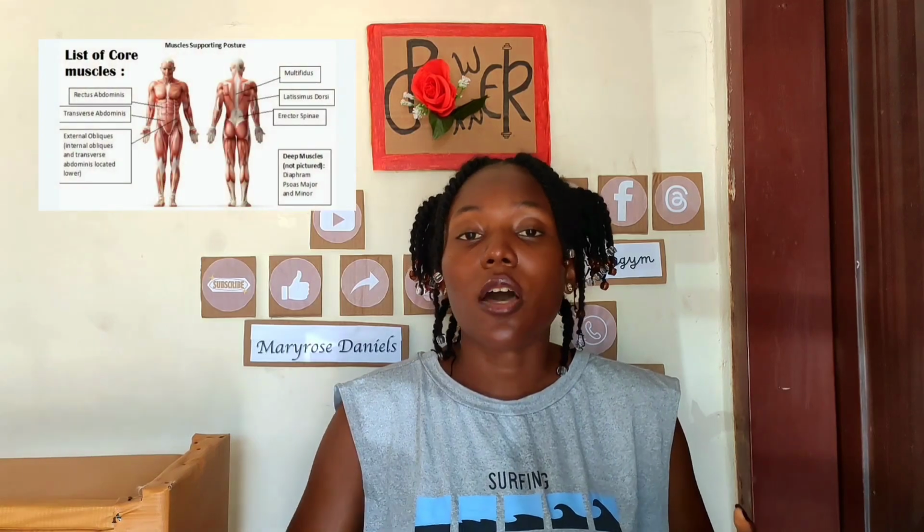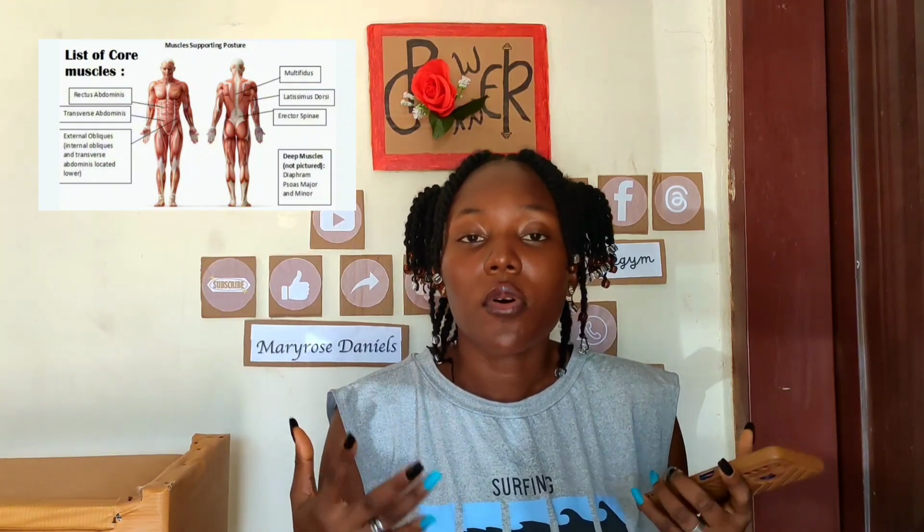People do mistake core and abs, but core is all the muscle groups ranging from your neck down to your hip joints, because these are the muscles that are responsible for your stability and balance. Every single muscle that you find ranging from your neck down, such as your back and all your ab muscles, they are all grouped together and known as core. But when you talk about your abs, they are just the muscles in front, which are also known as six packs.